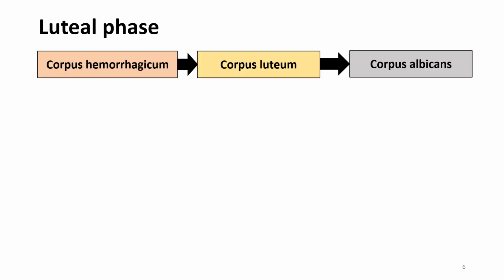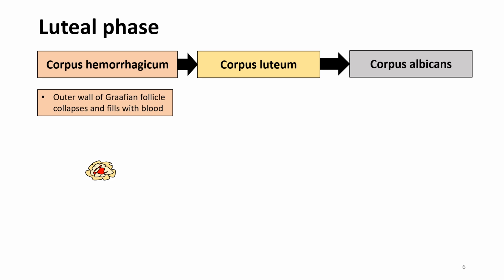Following ovulation, there is the luteal phase or the post-ovulatory phase. So after ovulation, that area in the ovary becomes corpus hemorrhagicum, and then this further develops into corpus luteum. If there is no fertilization, the corpus luteum regresses to form corpus albicans. Now just briefly about each stage.